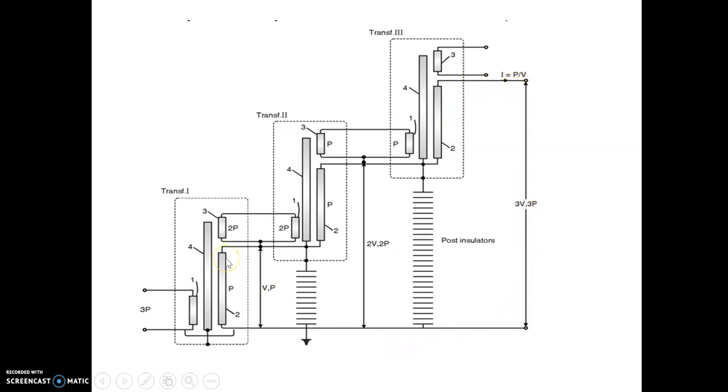Now how will you supply the secondary winding? You have to give excitation to the primary winding.